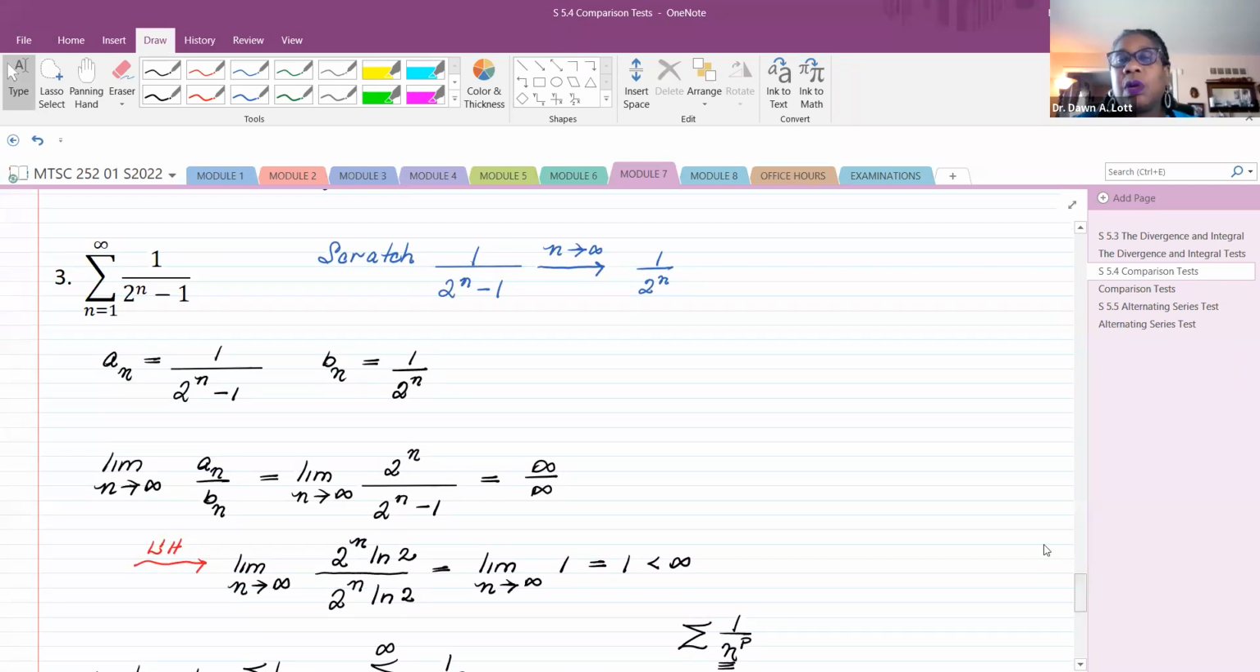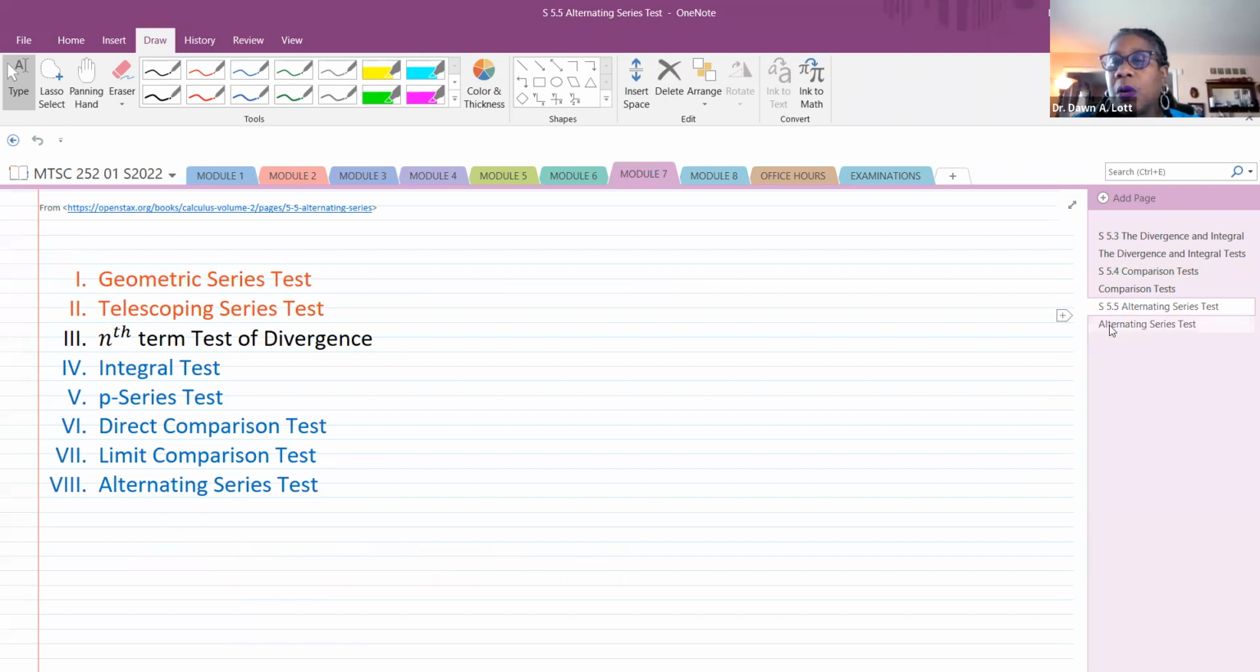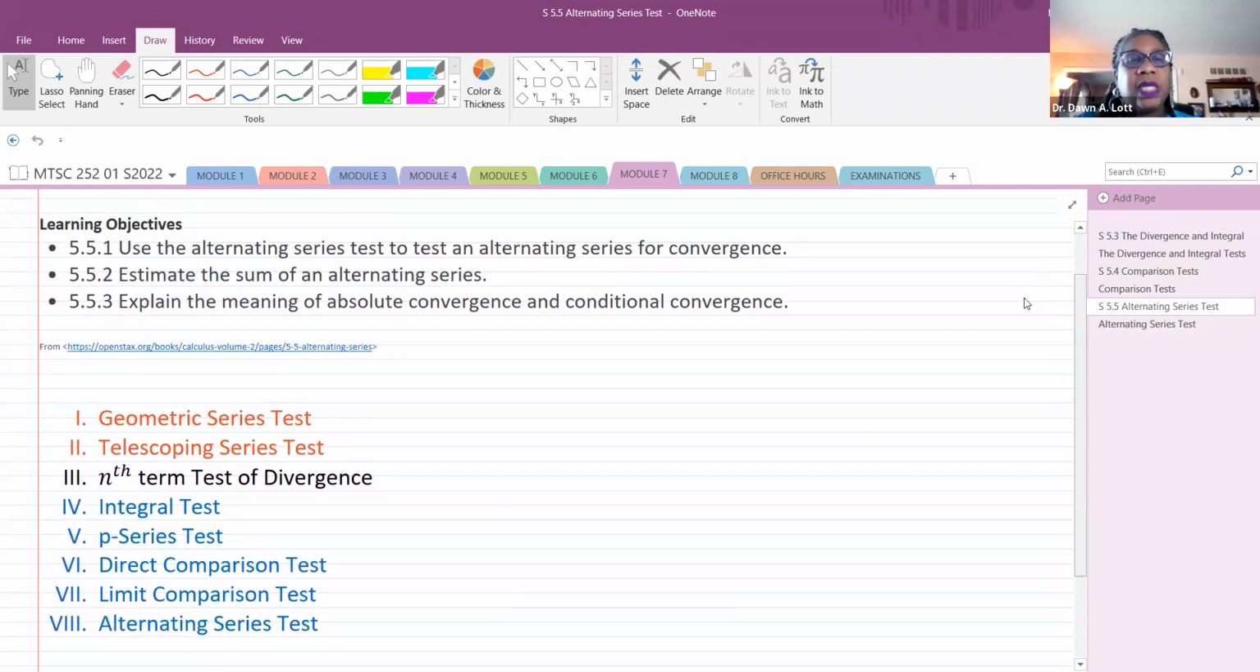And so now we are going to move on to our alternating series test. Okay, so the alternating series test, we are going to do the following in this section. Use the alternating series test to test an alternating series for convergence, estimate the sum of an alternating series, and explain the meaning of absolute convergence and conditional convergence. So we're going to do all of that in this section.